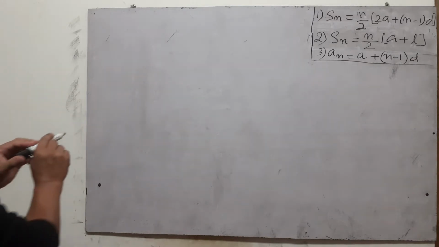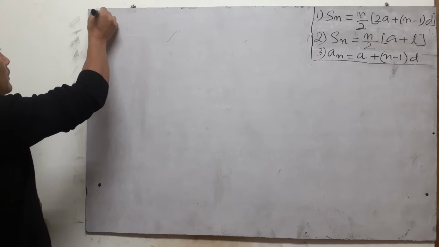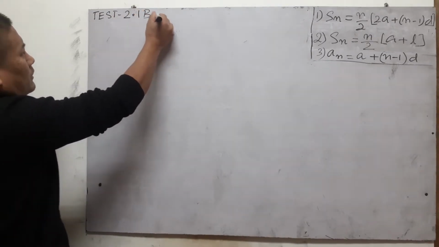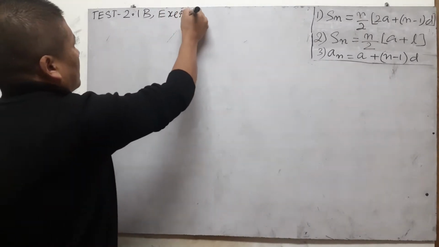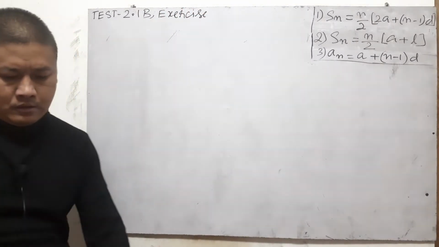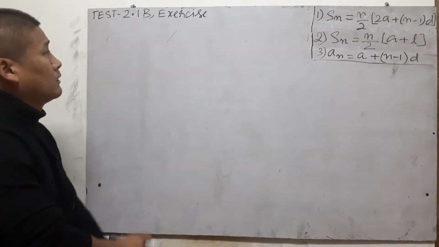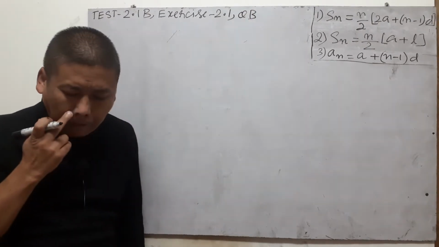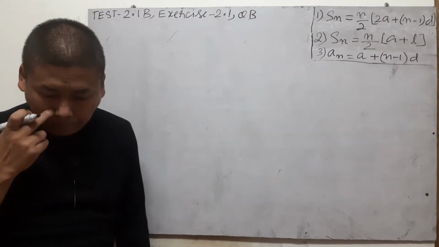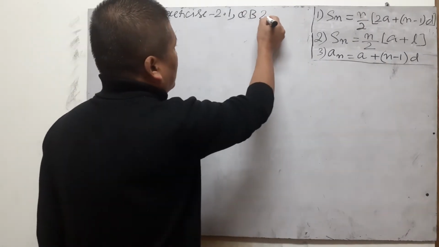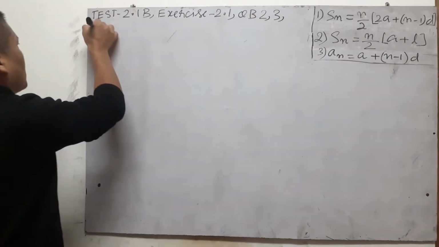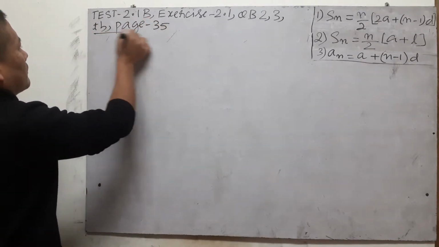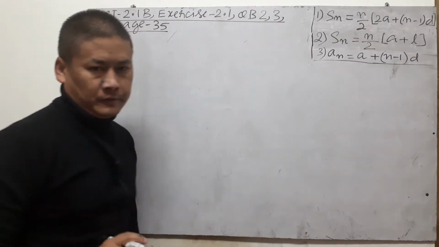Okay, so the next test here, follow me and write along with me. Test 2.1B, I think, and this will be under exercise 2.1. This will include questions B, 2 and 3. We'll find this in the textbook, page 35. Okay, so follow me and write it likewise along with me.